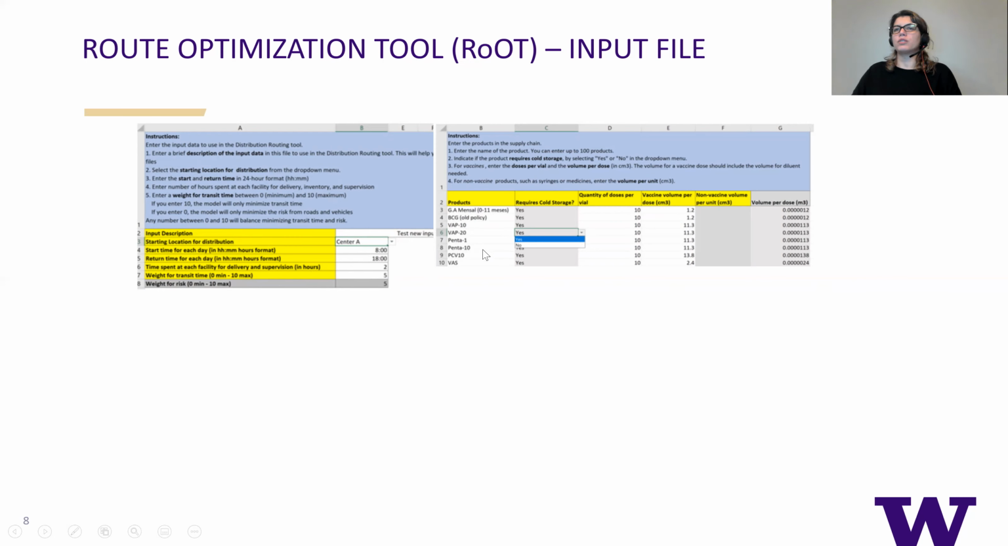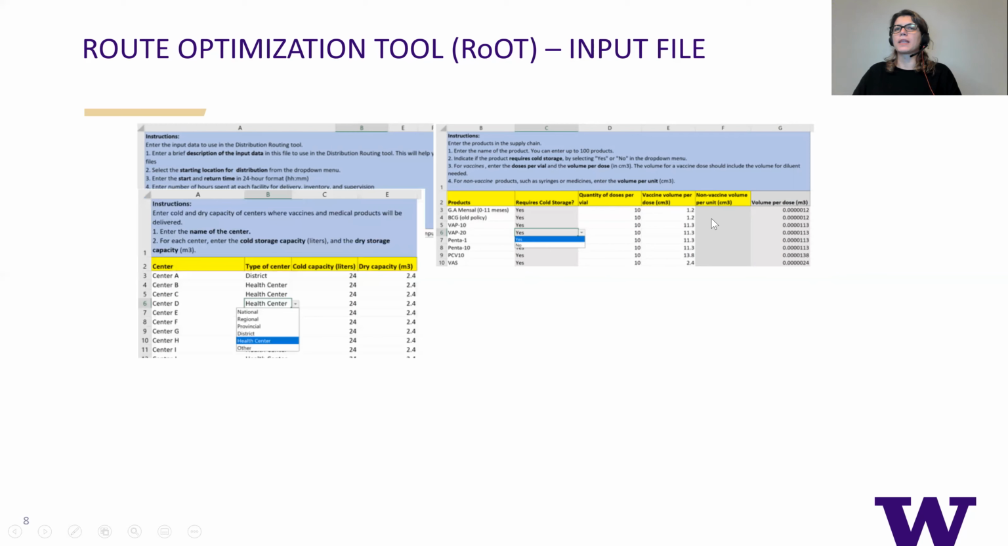In the second sheet, we have the products that are going to be distributed. We define if it requires cold storage or not, and if it requires cold storage, the user enters information here with the quantity of doses per vial and the vaccine volume per dose. If it doesn't require cold storage, this area is not going to be gray, it's going to be white, so the user can add the volume per unit of this dry product. Then the user enters information for each center, whether it's a national or regional health center, and its capacity, the cold capacity and the dry capacity.